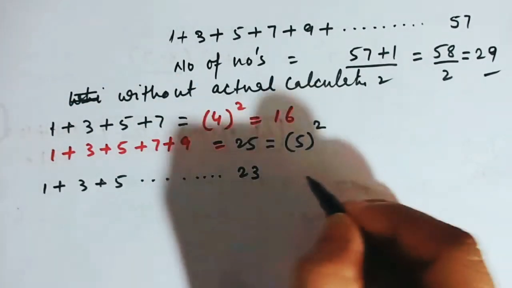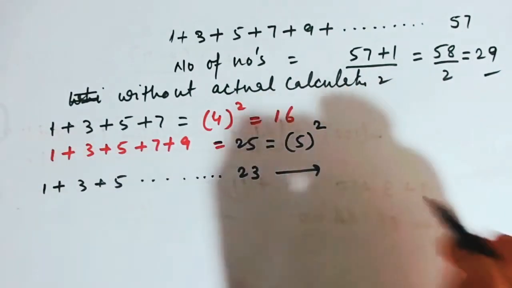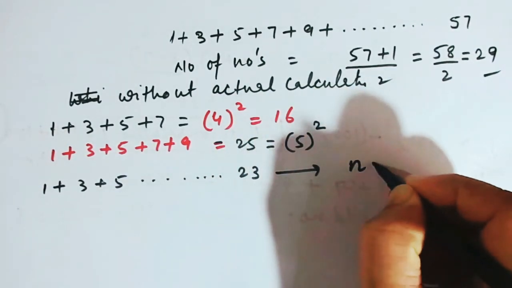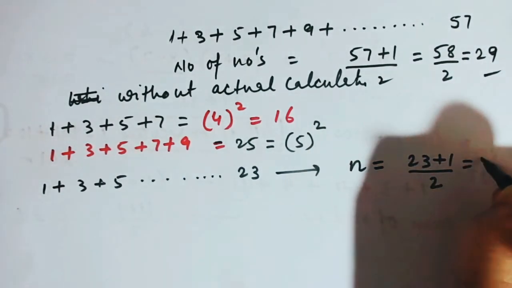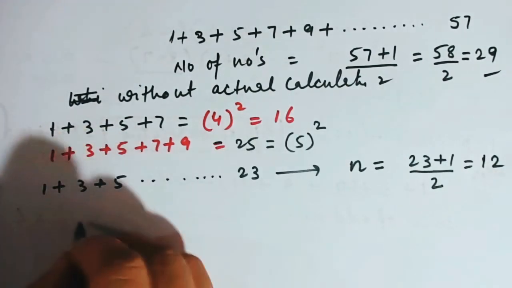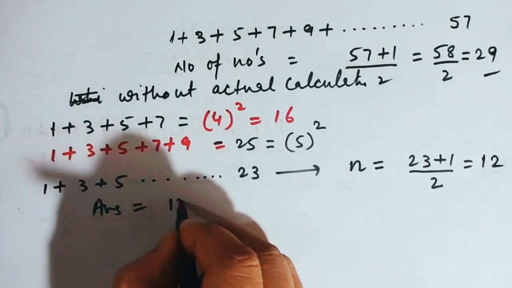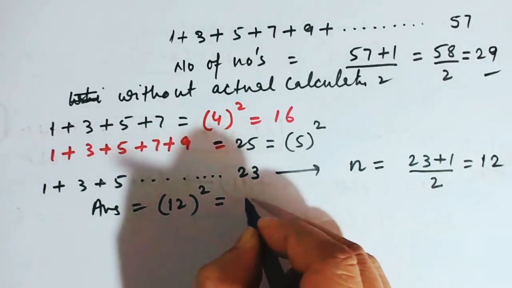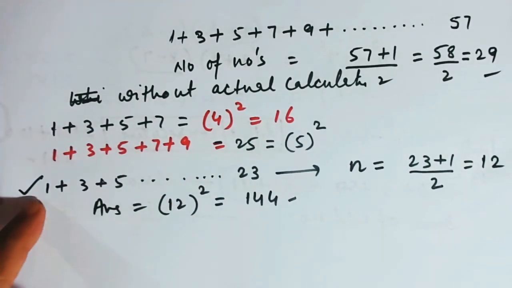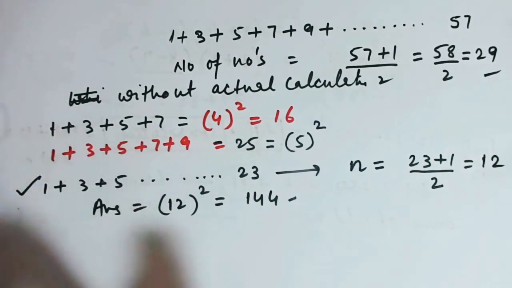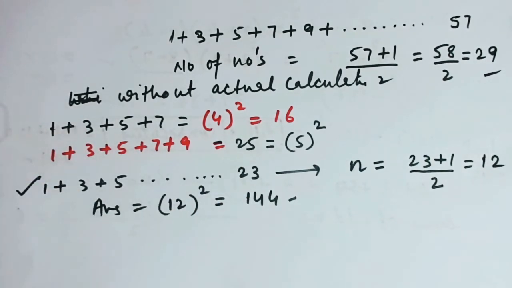So here the problem is how to find the number of numbers. The number of numbers, that is n, will be equal to 23 plus 1 by 2, that is 24 by 2, is equal to 12. Now your answer will be 12 square. When you add all of them, you will get 12 square, which is equal to 144. Didn't you see how interesting it is? But here the most important thing is you will have to find the number of numbers. Okay, so here you have been taught how to find the number of numbers in bigger series, while in smaller series you can just see and solve it.